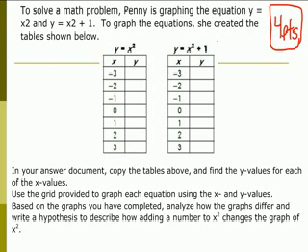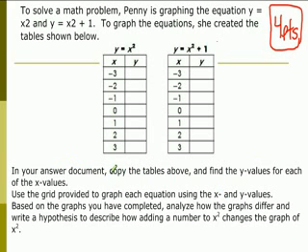Based on the graphs you have completed, analyze how the graphs differ and write a hypothesis to describe how adding a number to x squared changes the graph of x squared. Now this is not that difficult. In the previous lesson we just did it, so you shouldn't have any problems doing it. It gives you the table for you. But let's figure out the 4 things that we need to do.